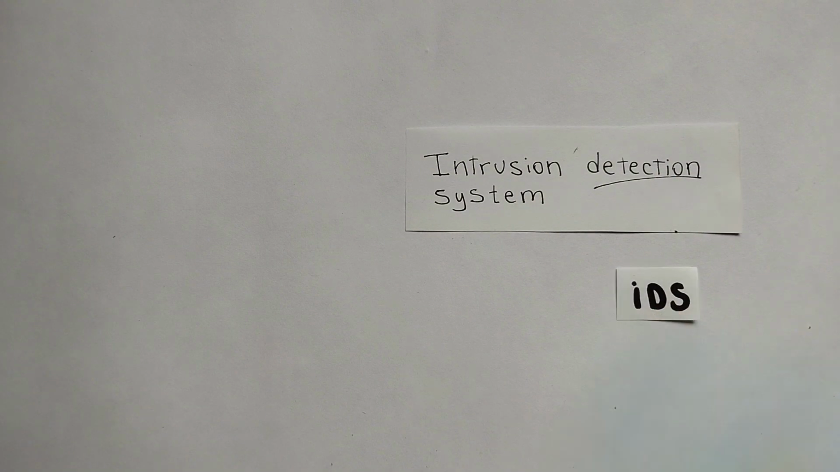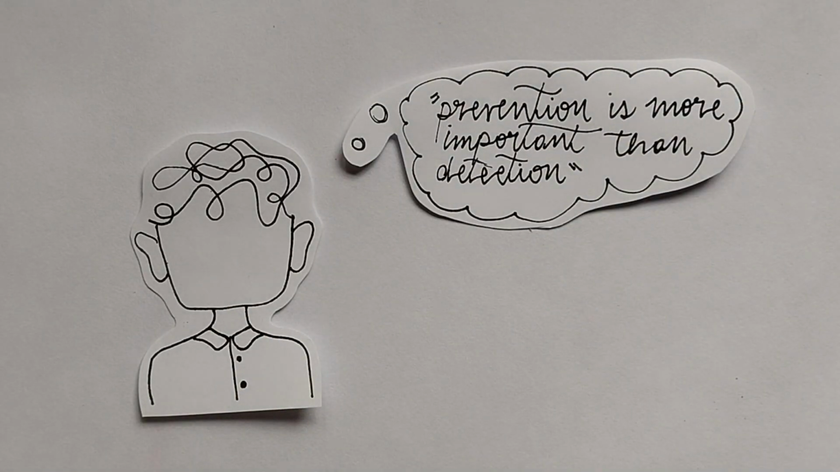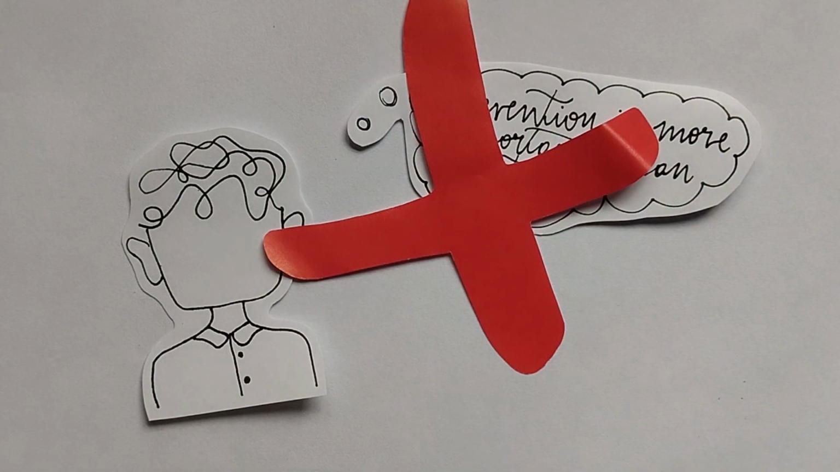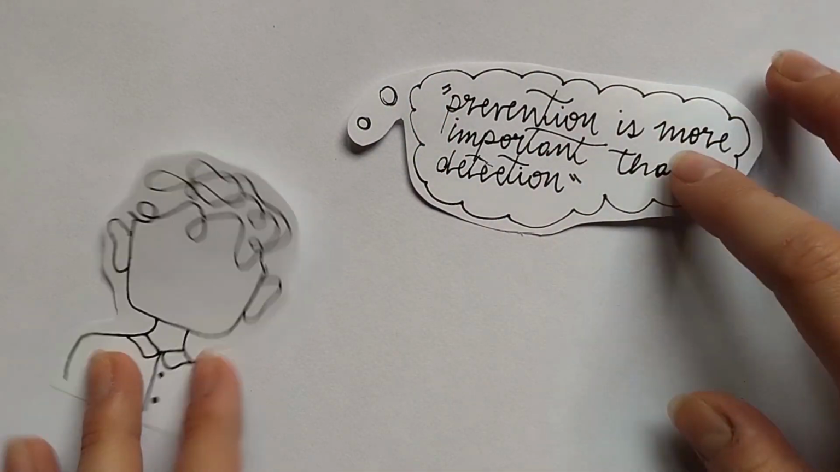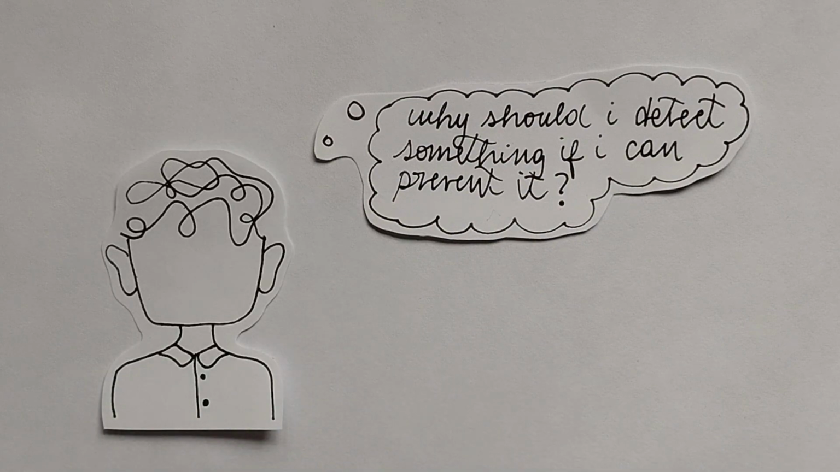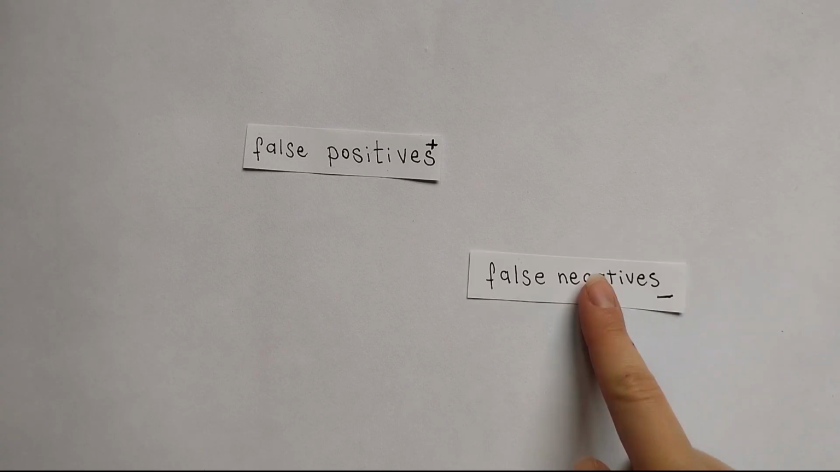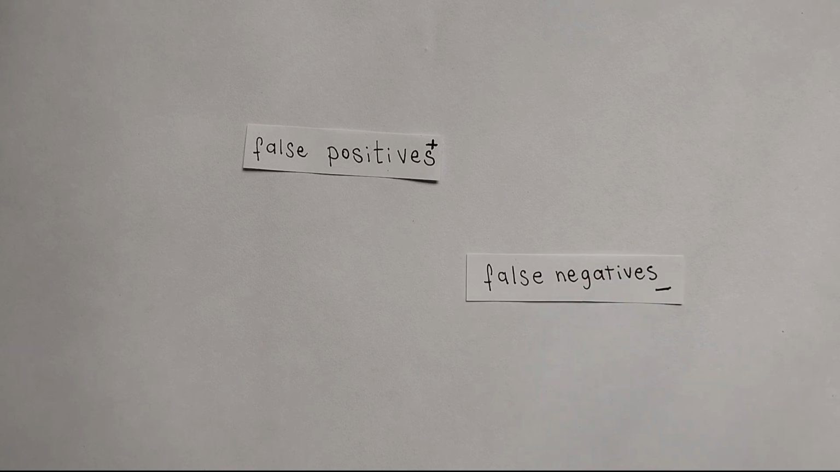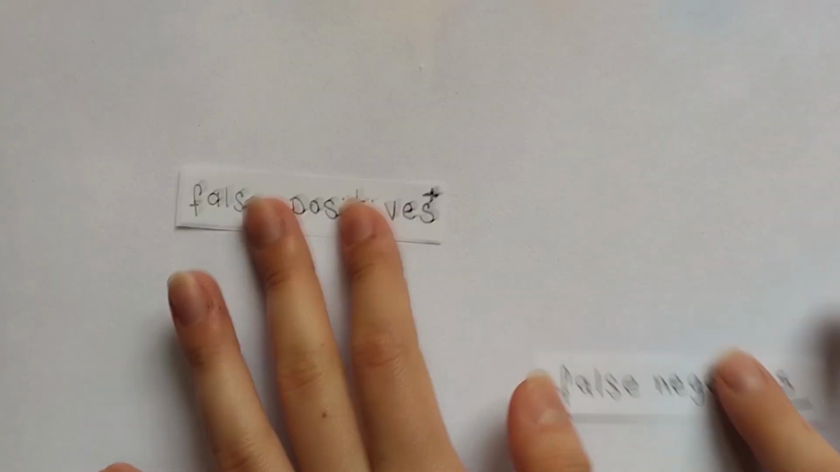The first thing we need to consider is Intrusion Prevention Systems, or IPS, and Intrusion Detection Systems, or IDS. There's a common misconception that prevention, or IPS, is more important than detection, or IDS. The logic is, why should you detect something if you can prevent it? It's a nice argument, but a false one. To understand why, we need to talk a little about false positives and false negatives.